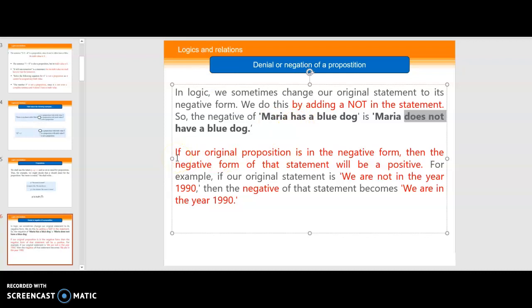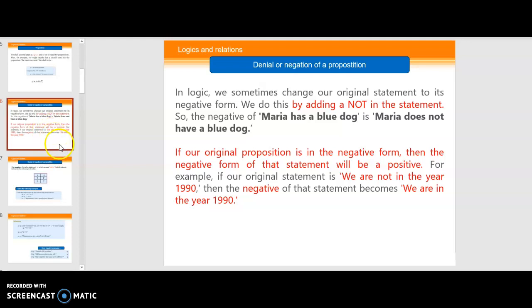Especially with numbers and with the letters, all right? So if our original proposition is in the negative form, then the negative form of that statement will be a positive. Here we have an example. This proposition: we are not in the year 1990. So the negative statement becomes, we are in the year 1990, all right? Because the original proposition is "are not." So the denial of a negation will be positive, will be "are." We are in the year 1990. So it's just the opposite.